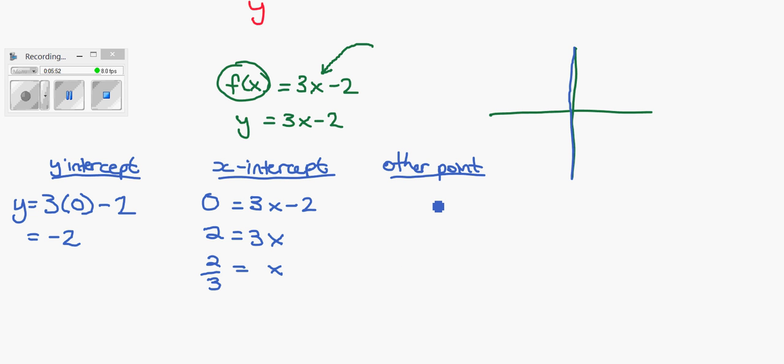And then finally, to find one other point, I'm just going to choose an easy one to find. So we're going to say when x is 1.